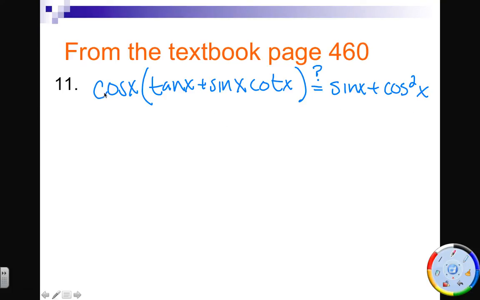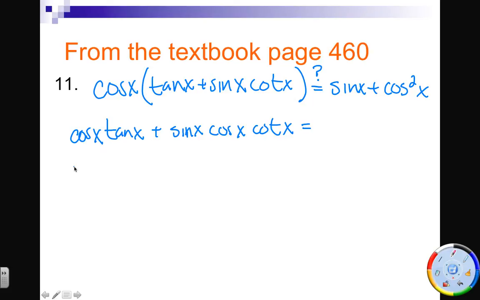So I'm just going to first start off by distributing. Well, actually, I'm not even going to start off by that. Well, yeah, let's go ahead and do that. So if I said cosine x tangent x plus sine x, cosine x, cotangent x. And still I'm looking to see, does it equal this thing on the right? The problem is now it looks a little more complicated.